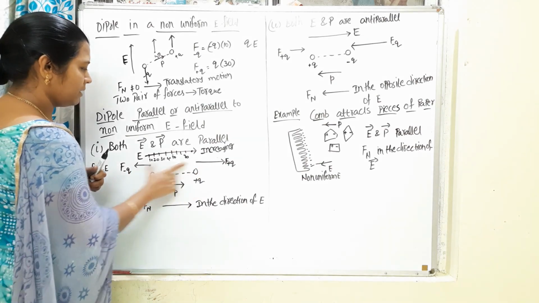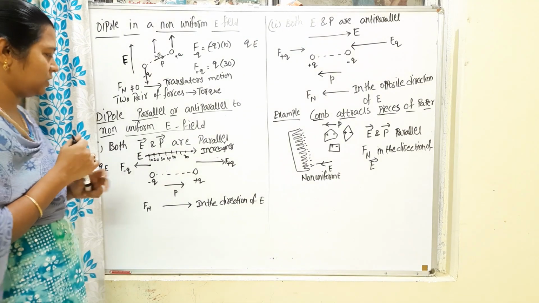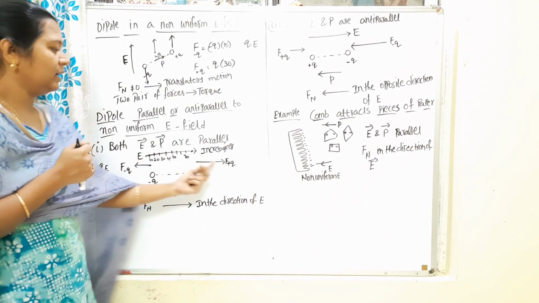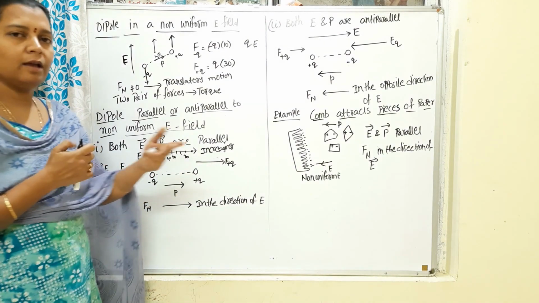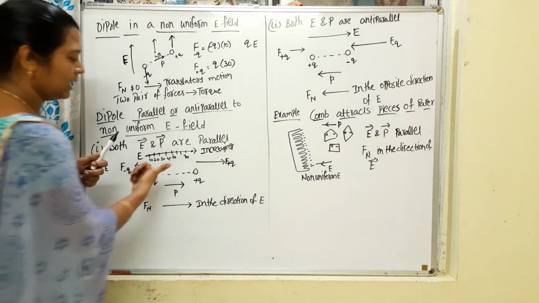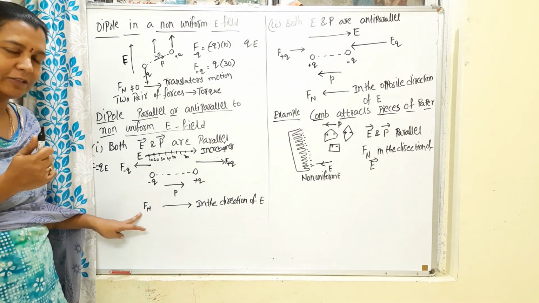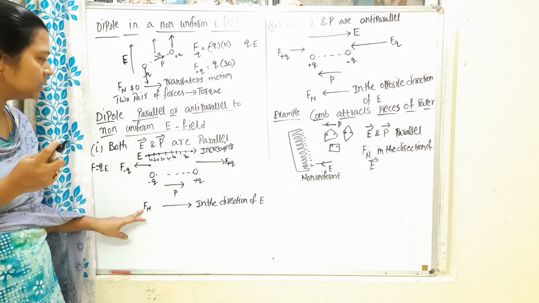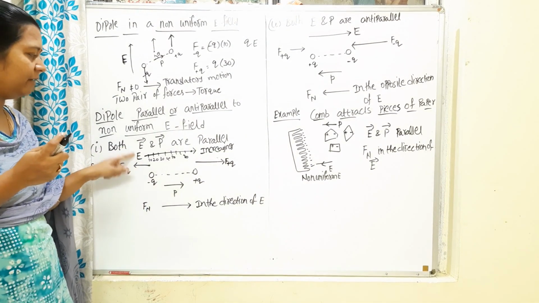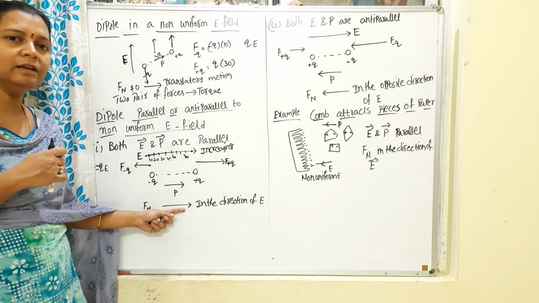So what is the resultant due to these forces? In which direction? Let us say this is 10 newtons in the left side, and this is 15 newtons in the right side. So what is the net? It will be 14 newtons acting in the right direction. So this is the net force. The net force and the electric field both are parallel. The electric field is pointing in the right direction, and the net force is also pointing in the right direction.